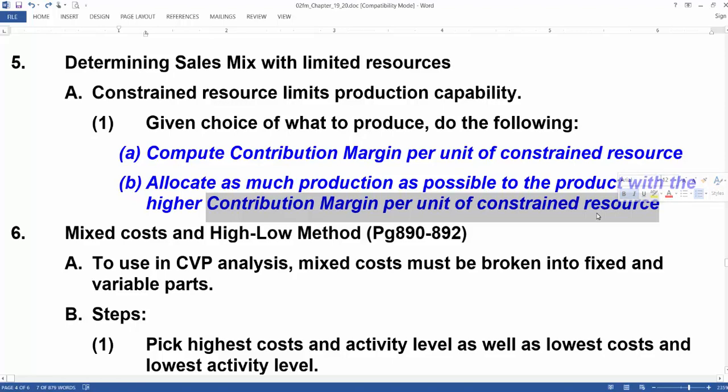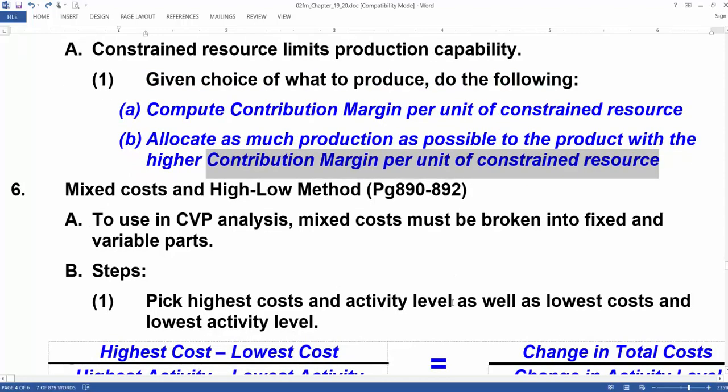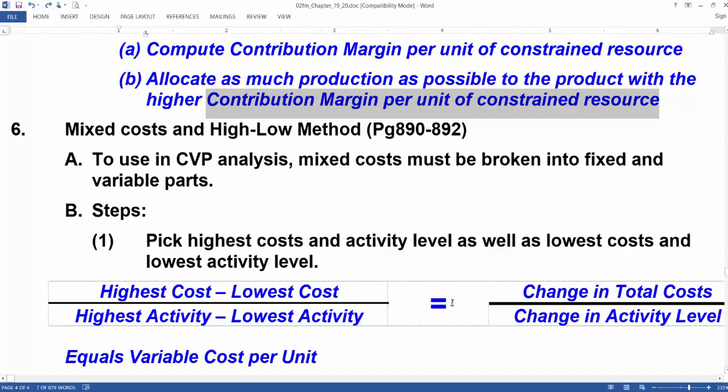To come up with numbers that will work inside of our CVP process that we've looked at so far, we need to really turn them into purely fixed and purely variable numbers. And to do that, we can use a method called the high-low method. Now, to use this in CVP or cost volume profit analysis, you have to break up your mixed costs. So the first thing is to look back over a table of activities with the amount of our costs and the associated activity level, and pick the highest cost that you've had and its related activity level, as well as the lowest cost you've had and its activity level. So the highest cost minus the lowest cost will be your change in total costs. And the highest activity minus the lowest activity will be your change in activity level. When you take the change in total cost and divide by the change in activity level, that'll give you variable cost per unit.